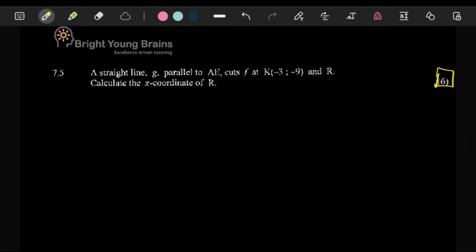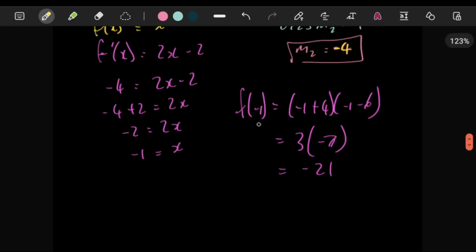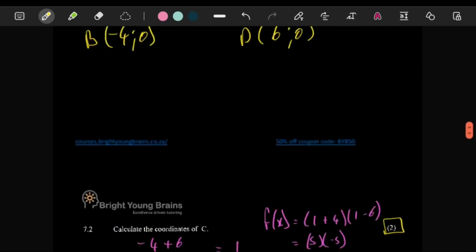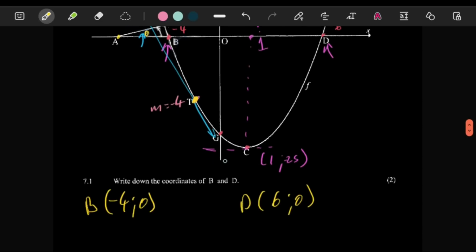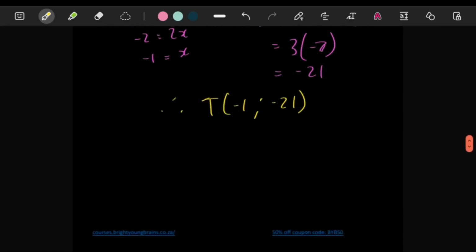I put an x value here, and then I got a y value of negative 21. So therefore the point is negative 1 as the x value, and the y value is negative 21. It even makes sense, because down here it's negative 25, so it could easily be negative 21, because this is not to scale anyway. So let us move on to the next question.